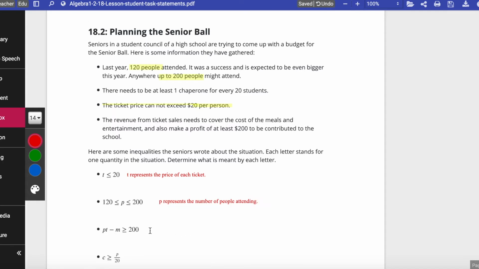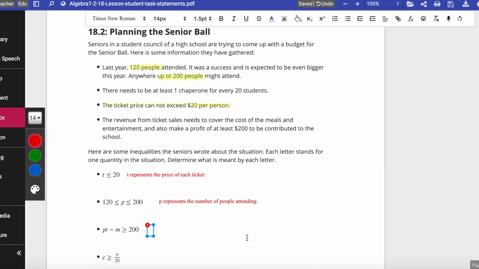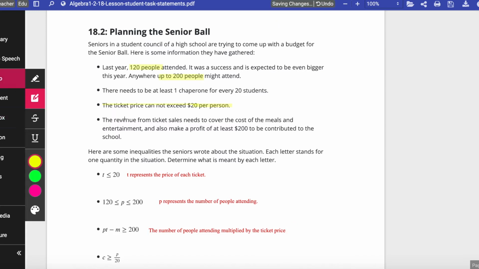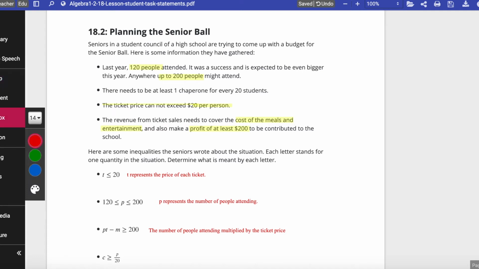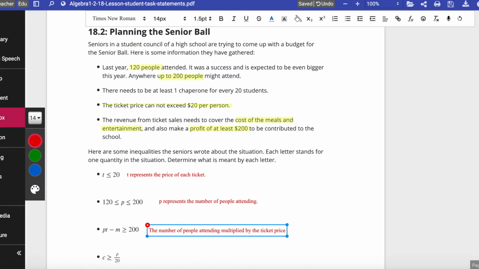And then the next one, you have P times T minus M is greater than or equal to 200. Well, we know that the number of people attending multiplied by the ticket price, then that minus M stands for, if you look, the cost of meals and entertainment. And so if you deduct that, that would give you the profit that they need to make, which is at least $200.